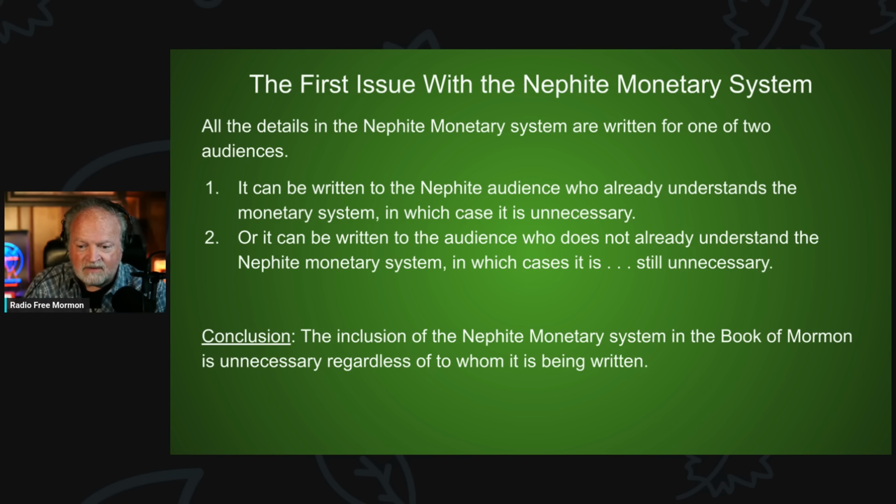So that's my proof that if it's written to an audience who doesn't already understand the Nephite monetary system, i.e., us, it's unnecessary. We don't care. We don't spend any time with it. We don't learn it. Why? Because it's meaningless to us, which gets back to the idea of why is it included in the first place? All the details are meaningless for any audience for whom it could be written, whether they know the Nephite monetary system or whether they don't. The conclusion is the inclusion of the Nephite monetary system in the Book of Mormon is unnecessary, regardless of to whom it is being written.